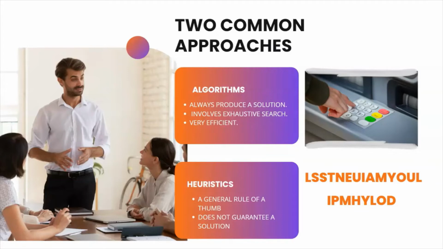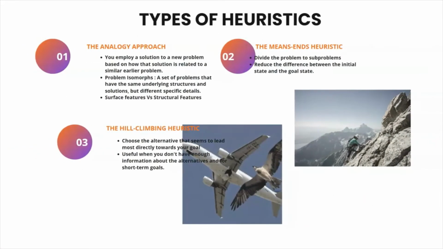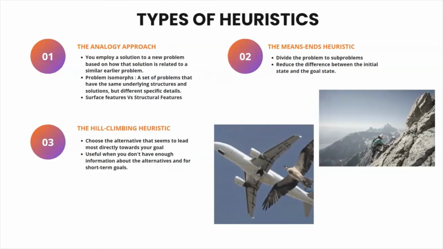However, you need to know that cognitive psychologists have identified that we tend to use a lot of heuristics in our day-to-day life, because of which they have incorporated heuristics as the most important approach in problem solving. So in this video, we are going to look at the different further types of heuristics. The first type of heuristic that we're going to look into is the analogy approach.